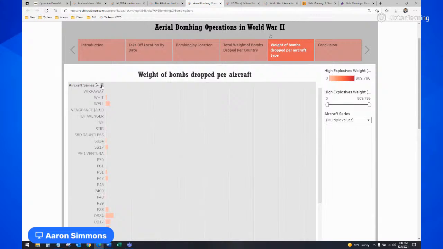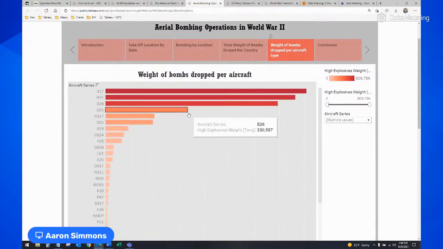Yeah. And I can't get to it. Let me do it here. Let's try this. There we go. To your point, if you could do it by default, yes, that might be a little easier to look at. This makes more sense, correct? Yeah. And then it's a high explosives weight.